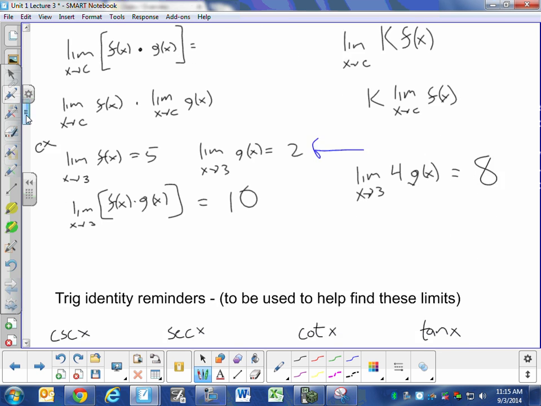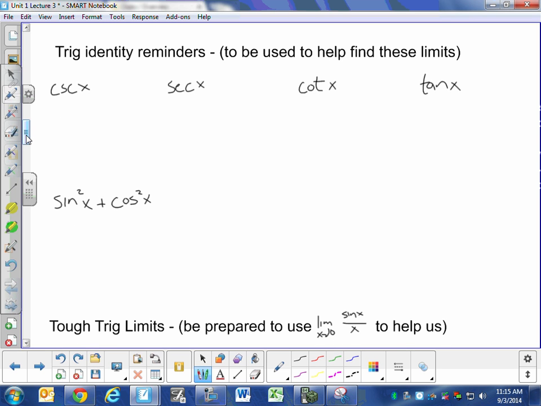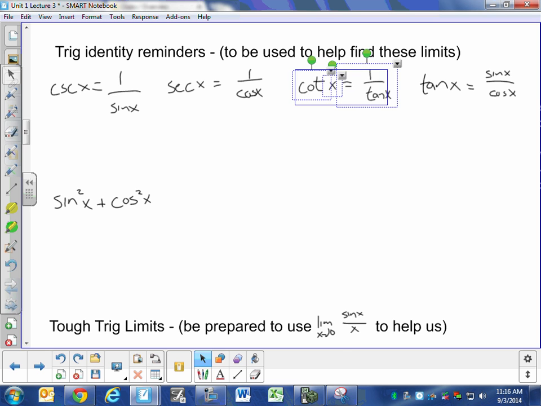Okay? Other things we need to remind ourselves of are trig identities. We will be using these to help us rewrite some of our limits. Cosecant, we remember, is 1 over sine. Secant, 1 over cosine. Cotangent is 1 over tangent. Tangent can be written as sine over cosine. And since tangent can be written as sine over cosine, cotangent can be written as cosine over sine.